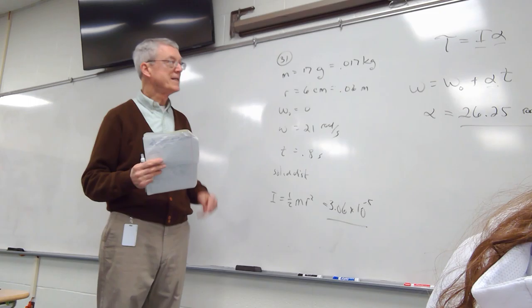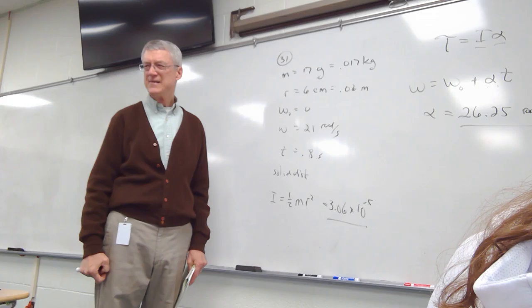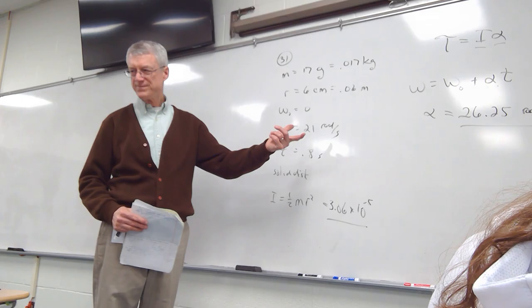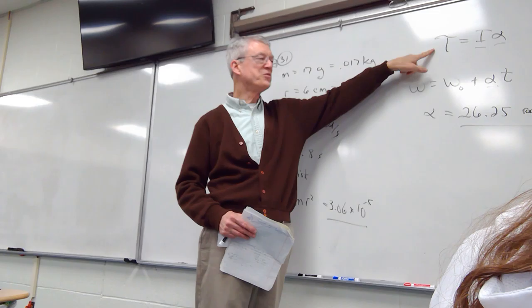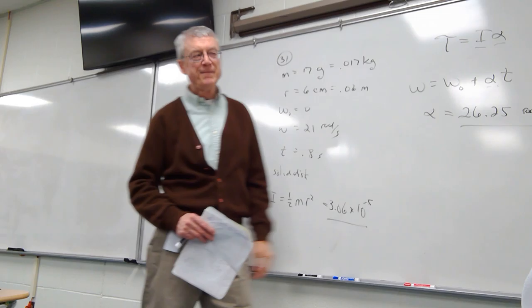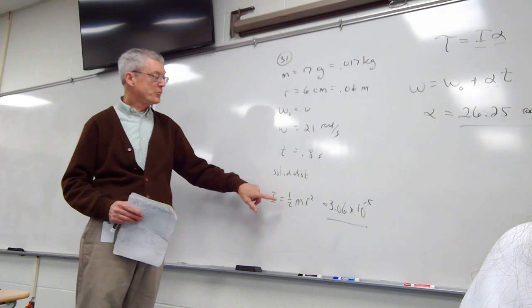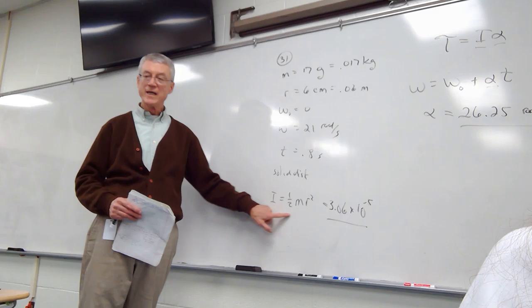Everybody see what we did there? You do have to remember the angular version of the big four, which you learned back in chapter 8, but we're still using those. And here's our new second law of motion equation. It corresponds to F equals ma. That's torque equals I alpha. And you had to know that when it says it's a solid disk, then that's I. Of course, you could have looked that up. Okay, that's that. Ready to move on?